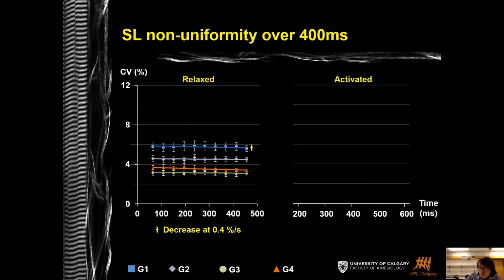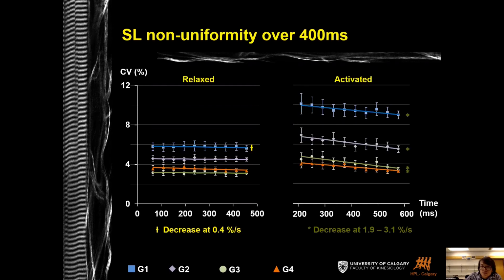And next, we plot the data from activated trials. This data suggested that the sarcomere length non-uniformity decreases with time for all groups at a rate of about 2 to 3% per second. In other words, sarcomeres in intact muscle constantly rearrange themselves to correct for the sarcomere length non-uniformity developed in the beginning of activation.